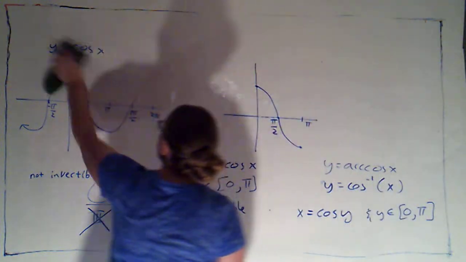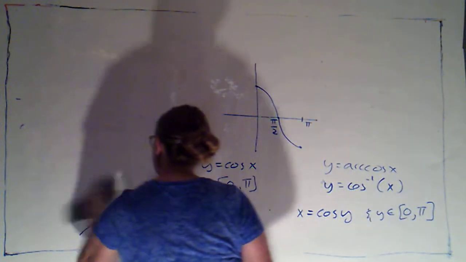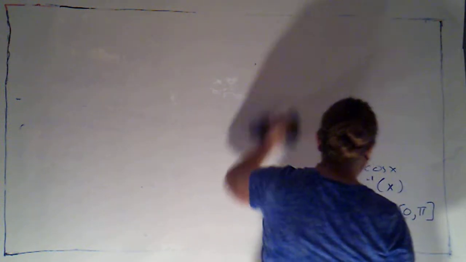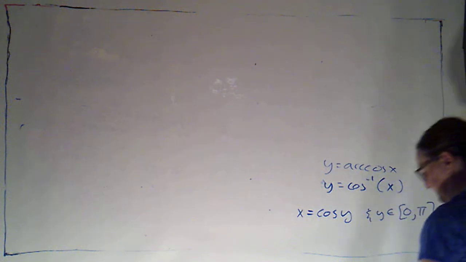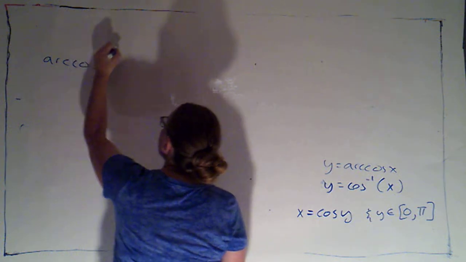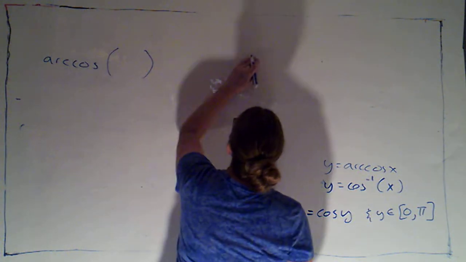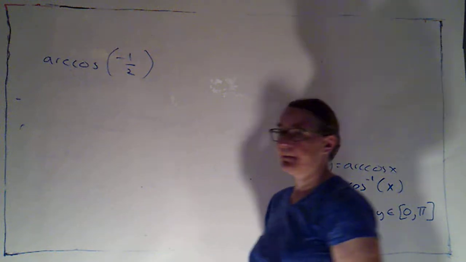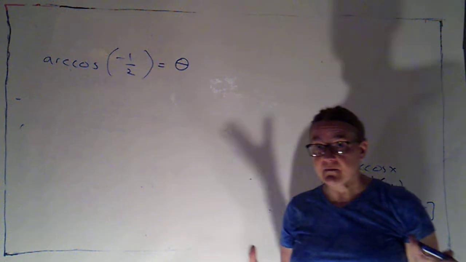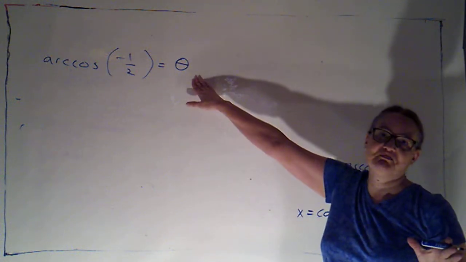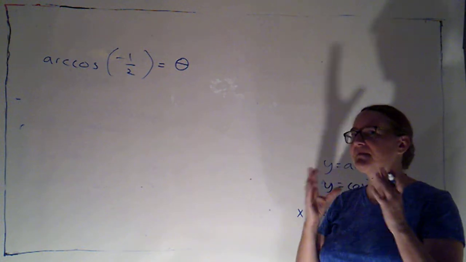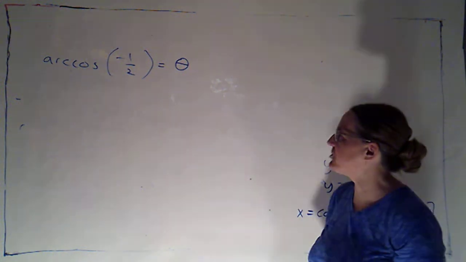So let's try practicing evaluating arc cosine at some numbers. I'm going to keep that up. Okay. So let's say I wanted to evaluate arc cosine of negative 1/2. I like to give that a name. I'm going to call it theta. That just reminds me that it's an angle. I could call it y, because it's the output of my function. Calling it theta makes me think angle, so it helps keep me on track.